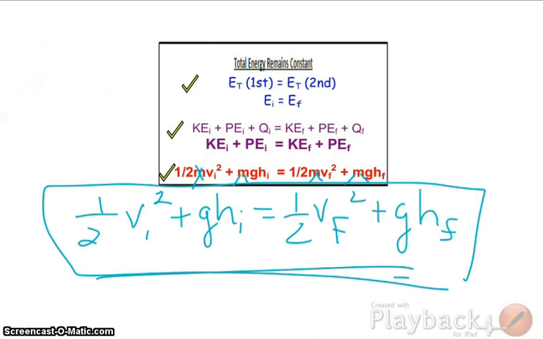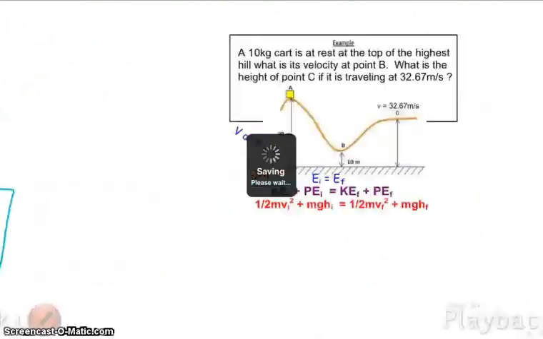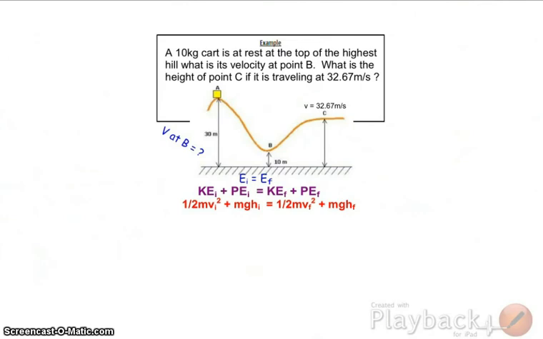Okay? And now another thing, when you look at this equation, either one of these, know that oftentimes one of your things are 0. Let's say you started at rest, then your initial velocity is 0, so your initial kinetic energy is 0. Or you ended at the ground level, so your final potential is 0. Things like that. So keep in mind some of these things might be able to be crossed out even more. Alright, let's look at an example, because this is best understood with examples. Alright, 10-kilogram cart is at rest at the top of the highest hill. What is the velocity at point B?